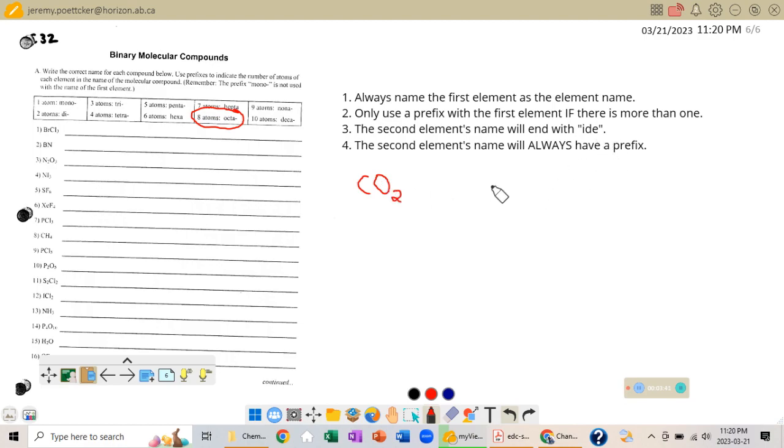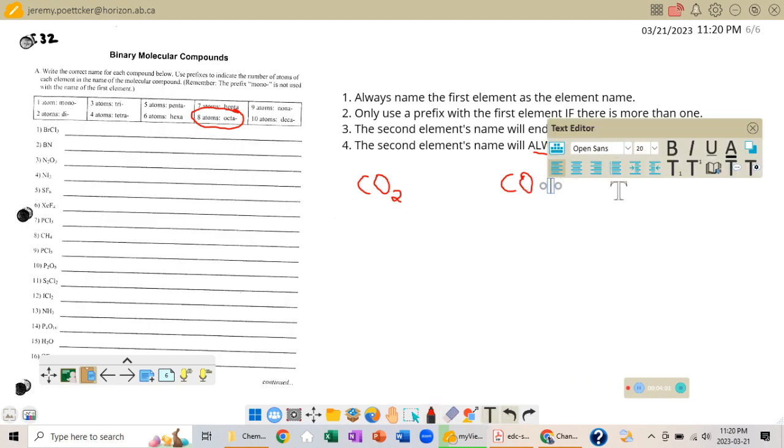It ends in ide. What if I have this one here? CO. I've got carbon, and I have oxygen, so it's going to be some kind of carbon oxide. But, second element's name will always have a prefix. This is one of those goofy ones. They don't like us to write this as carbon monoxide, because that looks like monoxide or something weird like that. So this is just going to be monoxide.